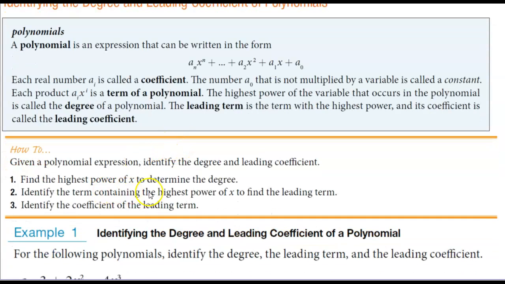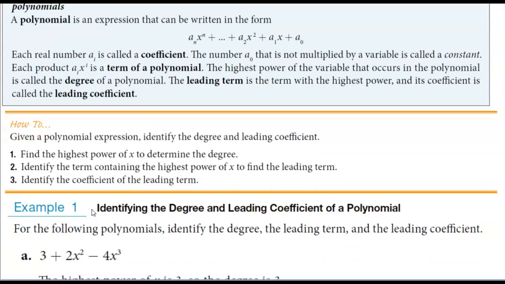Now, given a polynomial expression, we want to identify the degree and leading coefficient. Find the highest power of x to determine the degree. Identify the term containing the highest power of x to find the leading term, and then identify the coefficient of the leading term. So for example number 1, we're going to identify the degree and leading coefficient of a polynomial.